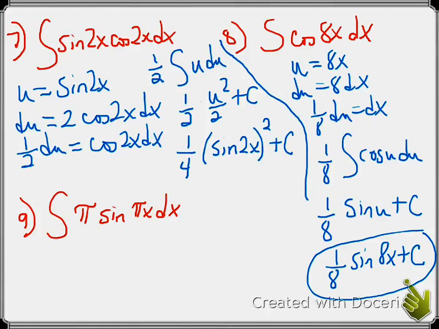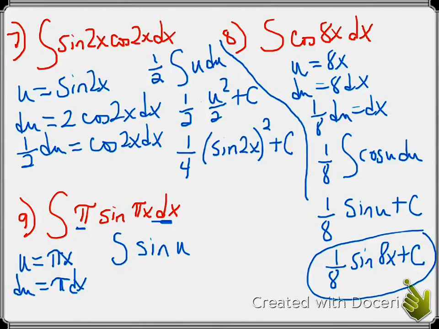All right, last one. I'm going to let u equal pi x. Remember pi is just a coefficient, it's a number. So then du will equal pi dx. I got a direct substitution here, so it's integration of sine u du, which is cosine u plus c. My u was pi x, so it's cosine pi x plus c.